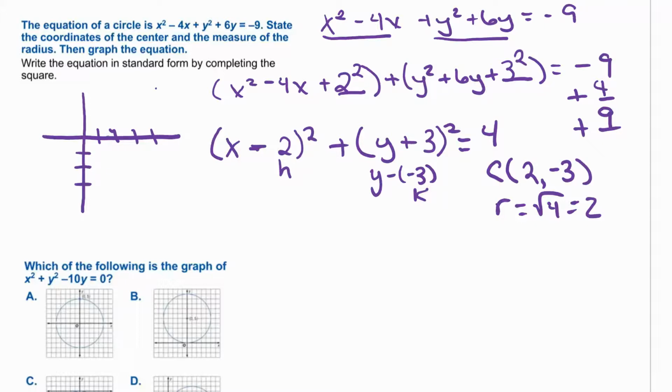The center is at 2, -3. The radius is 2, so I go up 2, over 2, over this direction to the left 2, and then down 2. And there's the graph of my circle with center at 2, -3, and radius 2.